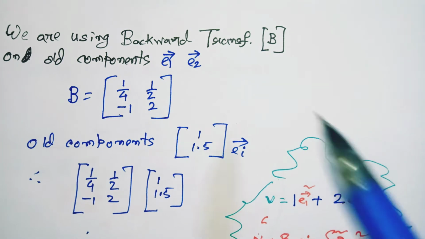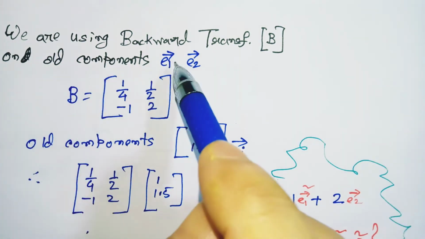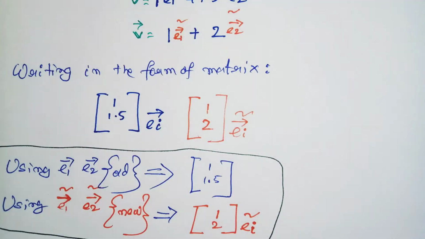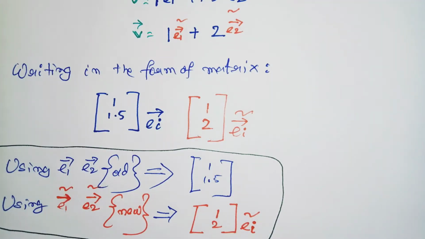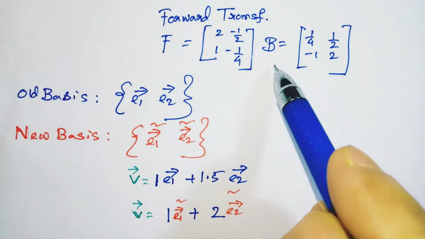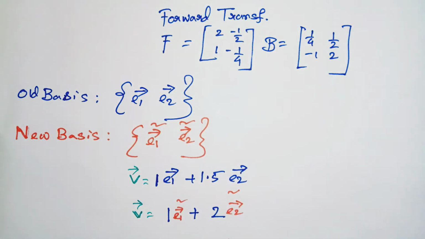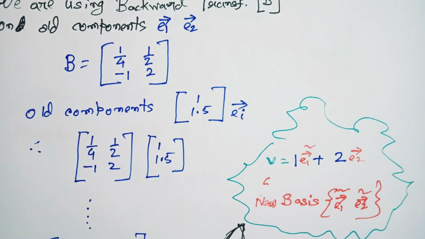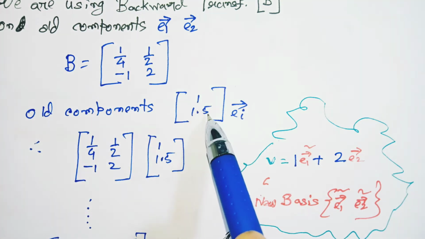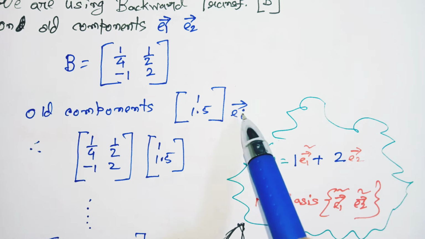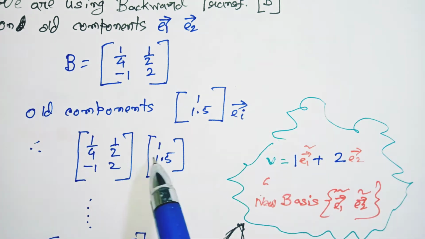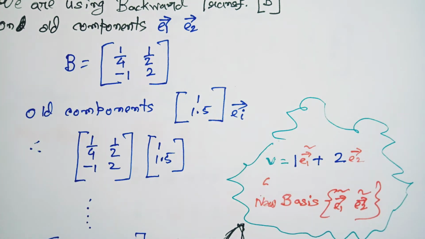Coming to the next part, which is another important one, we are using the backward transformation, denoted by this letter B, on the old components. These are E1 and E2. So what are the values of B? We know this, and I have already shown it on this particular page, from the previous video where we calculated the values of B. So what I'm going to do here is take the backward transformation B with the old components, which are 1 and 1.5, denoted by E1 and now by Ei with an arrow, and go for further calculations.